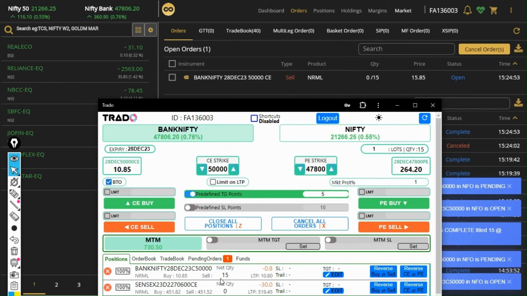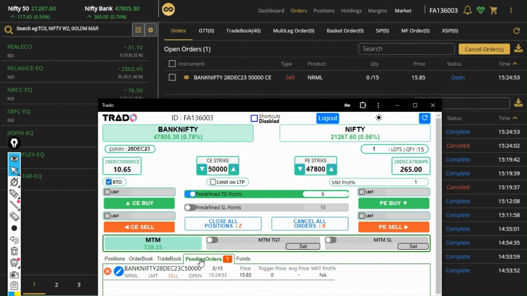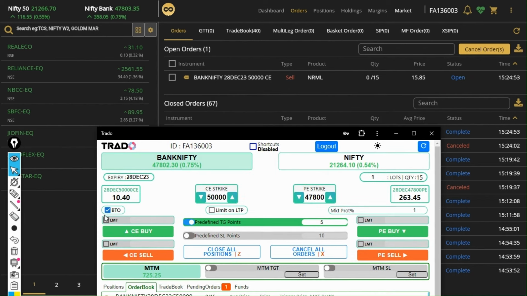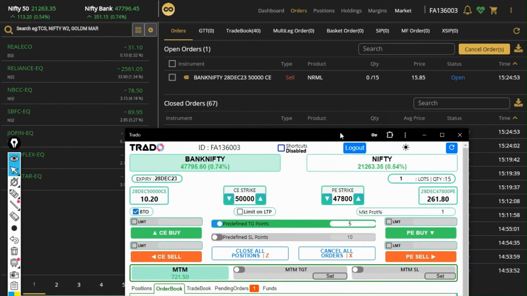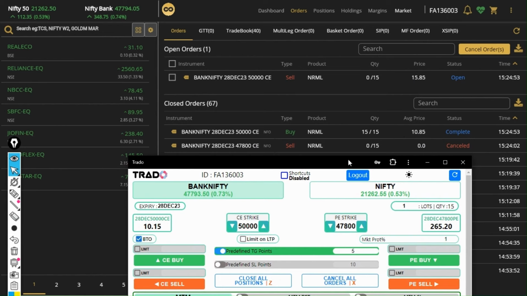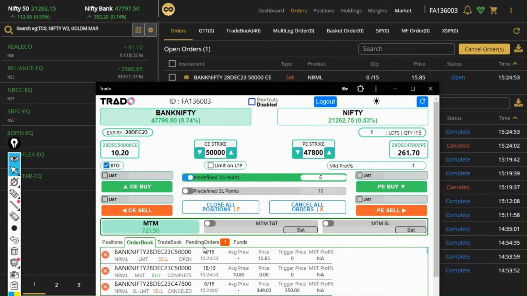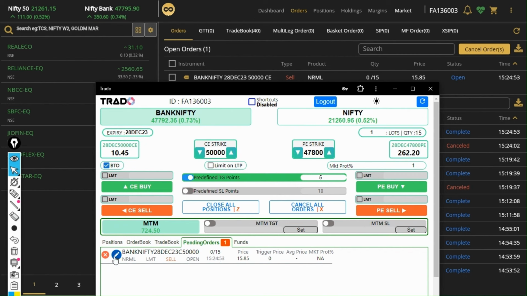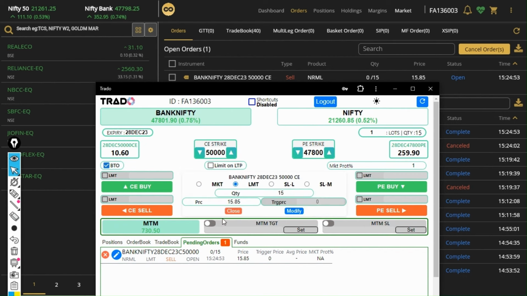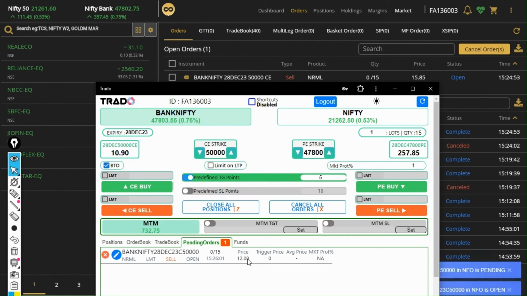See what will happen when you place this order, you get a pending order. Whenever you place your order by enabling this BTO order and your predefined target is 5 points, then a pending order is sent to the market at 15, because your order got executed at 10.85. So we can edit this order from here also. If I want to decrease my target, to make it 11 or 12, I simply modify it. See, it got modified.